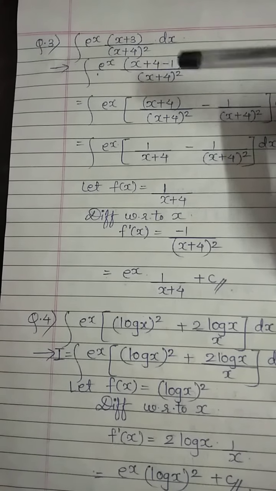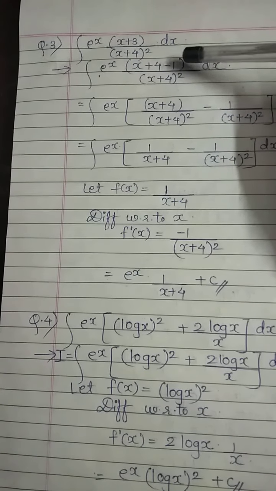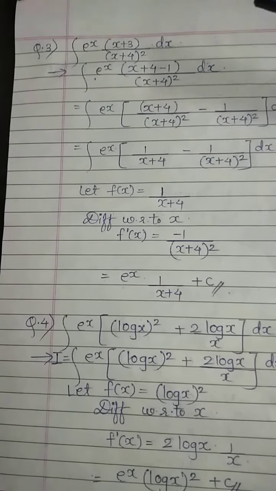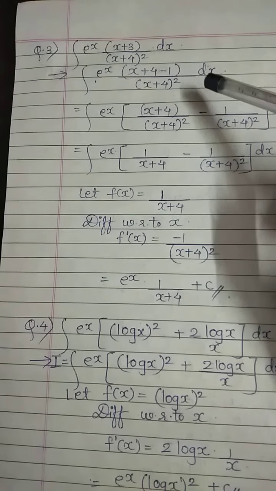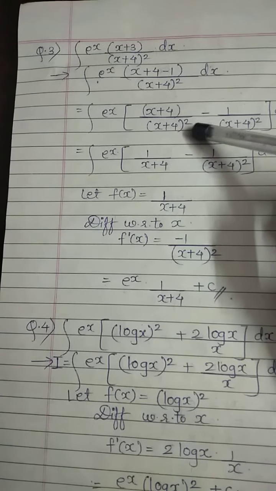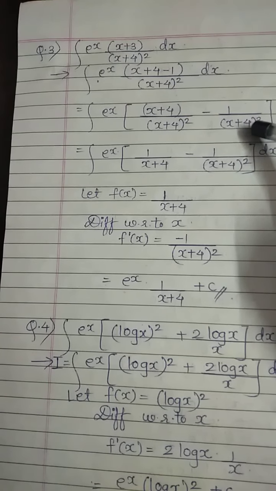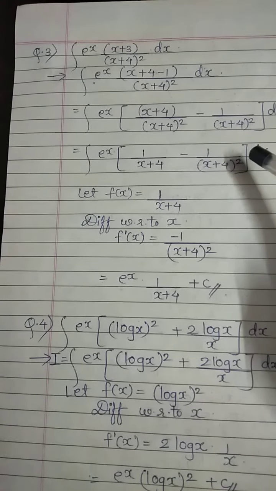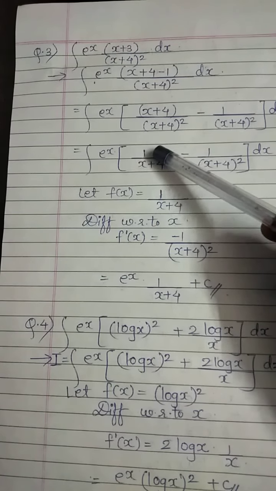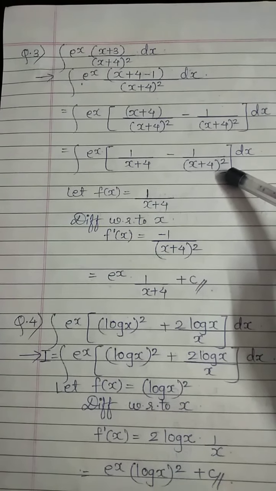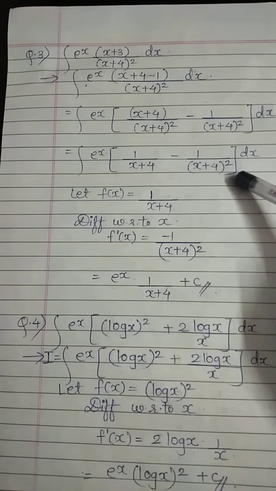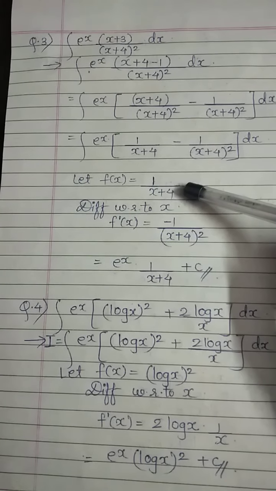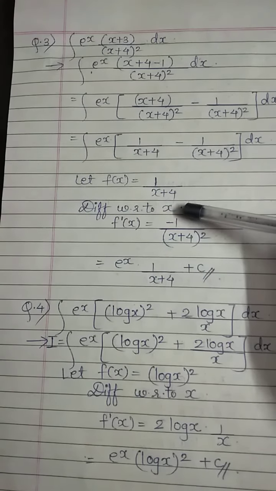So here we will get x plus 4 minus 1 upon x plus 4 the whole square. Now we can write this x plus 4 minus 1 separately, and the same denominator we can split for both. That means we can write the above term as x plus 4 upon x plus 4 the whole square minus 1 upon x plus 4 the whole square. So from the first term x plus 4 gets cancelled, so we get only 1 upon x plus 4, and the second term as it is. Now this is the simplified form.